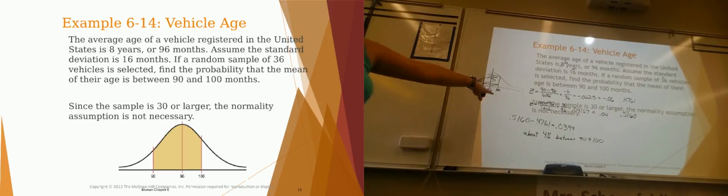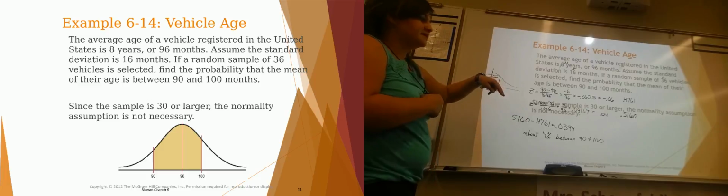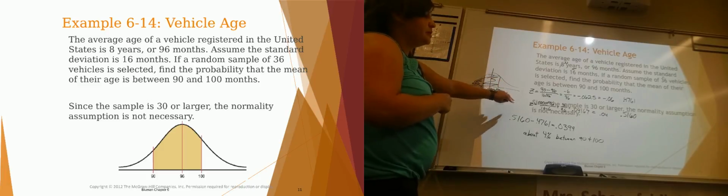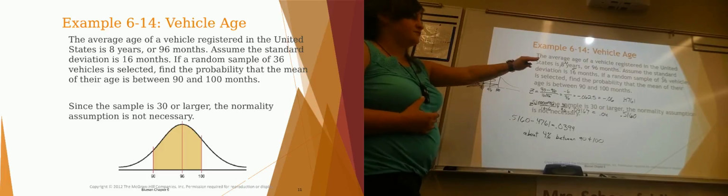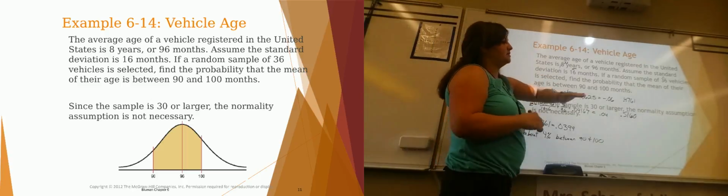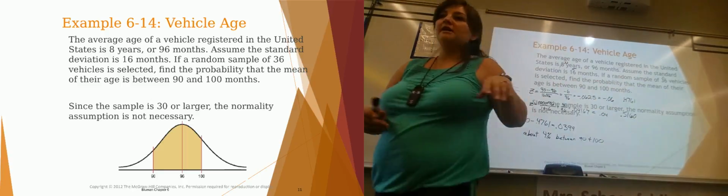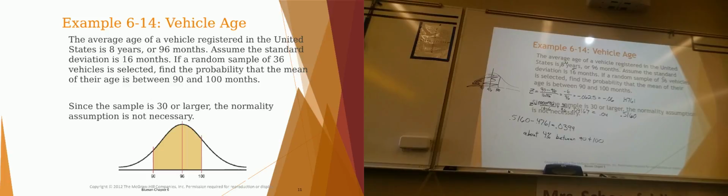So this is another weird rule in here that you can't really read. Since the sample is 30 or larger, the normality assumption, so it doesn't have to even say it. Anything that's going to be basically above that 30 for my n is going to have a nice normal curve.